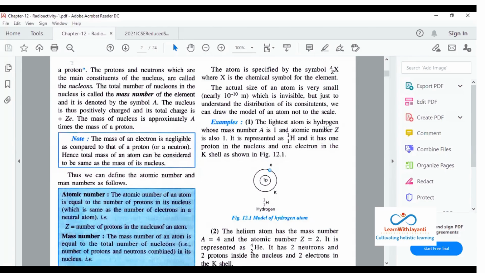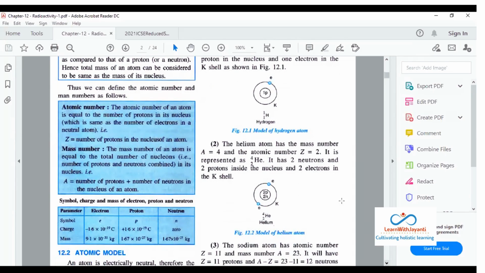Which is the lightest atom? Hydrogen. What is its mass? 1. So you draw a circle, and inside the nucleus there is 1 proton; the atomic number Z is also 1. So how do you represent it? 1 1 H. And it has 1 proton and 1 electron in the K shell. Okay, so this is the K shell. This is the model of the hydrogen atom.